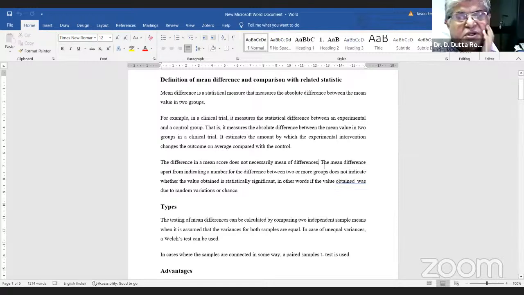What would you like to share actually? I'm trying to say that the mean score may not necessarily mean that, though there is a difference between the means, that difference may not be significant. That is what I wanted to say. Or maybe I can just delete that line and just keep this line: the mean difference, apart from indicating the number for the difference between two or more groups, does not indicate whether the value obtained is significant. That would be better.